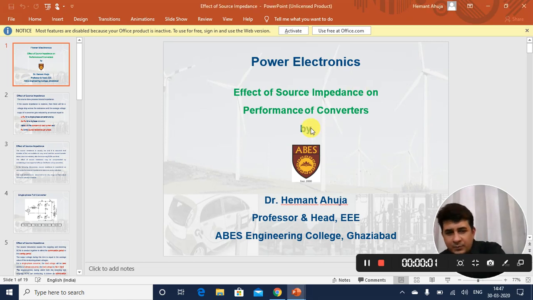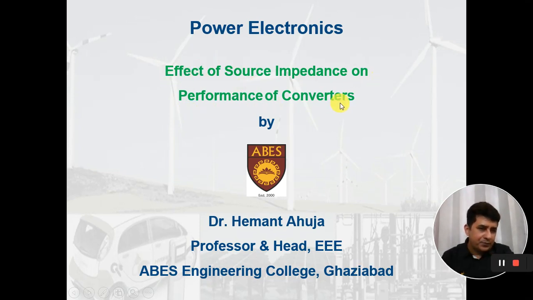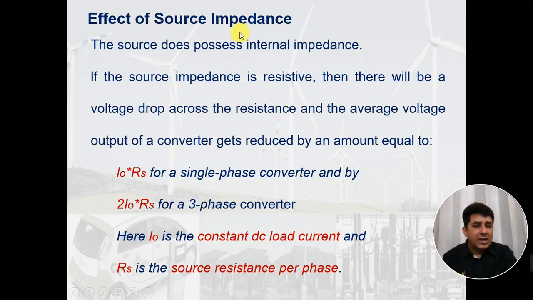Well, the topic that I'm going to take today is the effect of source impedance on the performance of converters. As of now, we have discussed various converters, and during that discussion, we studied the effect of the resistance and inductance on the load side. But in this topic we will be discussing the effect of source impedance on the performance of the converter. How the source impedance affects the performance in terms of the voltage and current waveforms, the average voltage, and similar parameters.